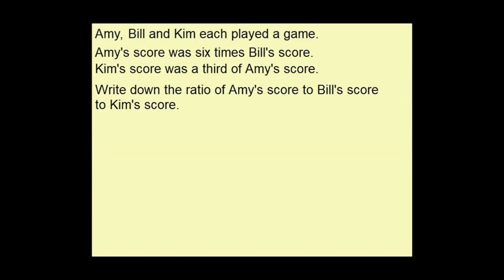In this question, I can see that I'll be dealing with ratios between 3 numbers, representing Amy, Bill and Kim. The first thing I'm going to do is set up my headings. So we've got A for Amy, B for Bill and K for Kim. Amy's score was 6 times Bill's score. So if Bill scores 1, Amy must score 6. Kim's score is a third of Amy's score, so we divide this by 3 to get 2. I'm asked to write the ratio of Amy's score to Bill's score to Kim's score, and that's this here. I can just put my ratio symbols in. So the answer is 6 to 1 to 2.